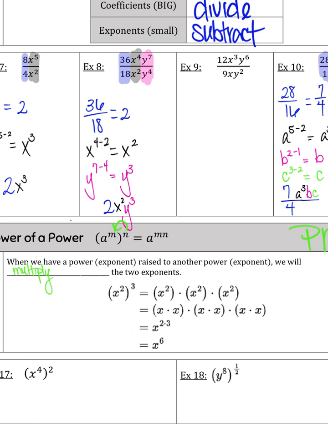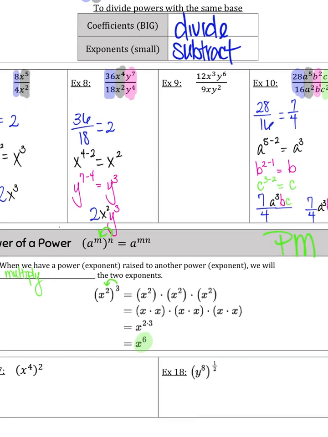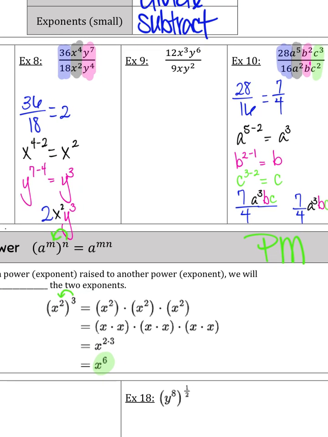In this example, we have x to the 2nd raised to the 3rd power. So the shortcut is to take this 3 and multiply it by that 2 and get x to the 6th power. In reality, what you're saying is x to the 2nd times x to the 2nd times x to the 2nd. So x to the 2nd 3 times is x to the 6th.